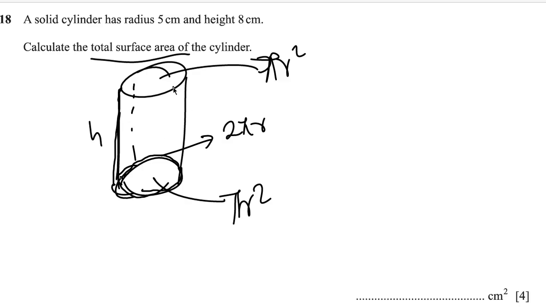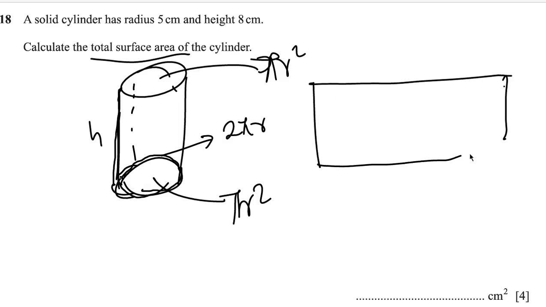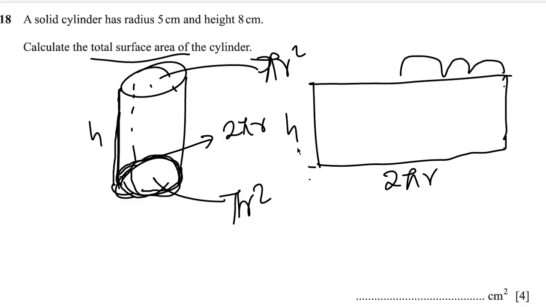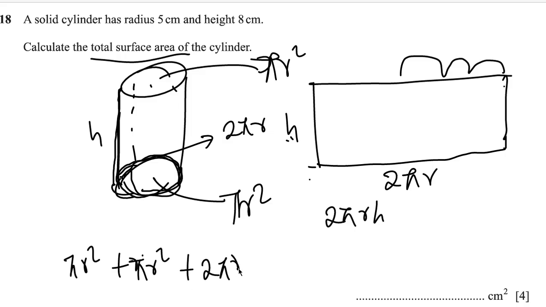So if we unfold the cylinder, it comes out this way, right? Such that if we start folding, we're going to have this. So the length of this, that's the circumference of the circle, is 2 pi r. Right? And then this is h. So this is kind of like a rectangle, and h times 2 pi r is 2 pi r h. So the total surface area is going to be pi r squared plus pi r squared plus 2 pi r h.